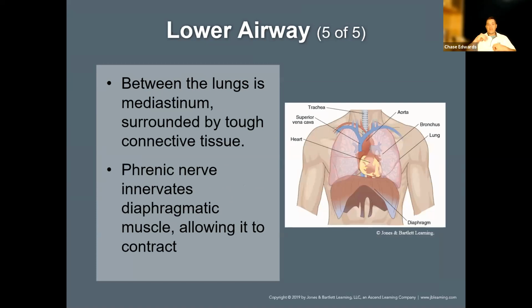Between the lungs is a space called the mediastinum. Media meaning middle, right? It's surrounded by tough connective tissue. That area contains the heart, the great vessels, the esophagus, the trachea, the major bronchi, and many nerves. So in the middle you've got the mediastinum, the heart's house. The phrenic nerve innervates the diaphragmatic muscle, allowing it to contract. That's what the phrenic nerve does for the diaphragm.